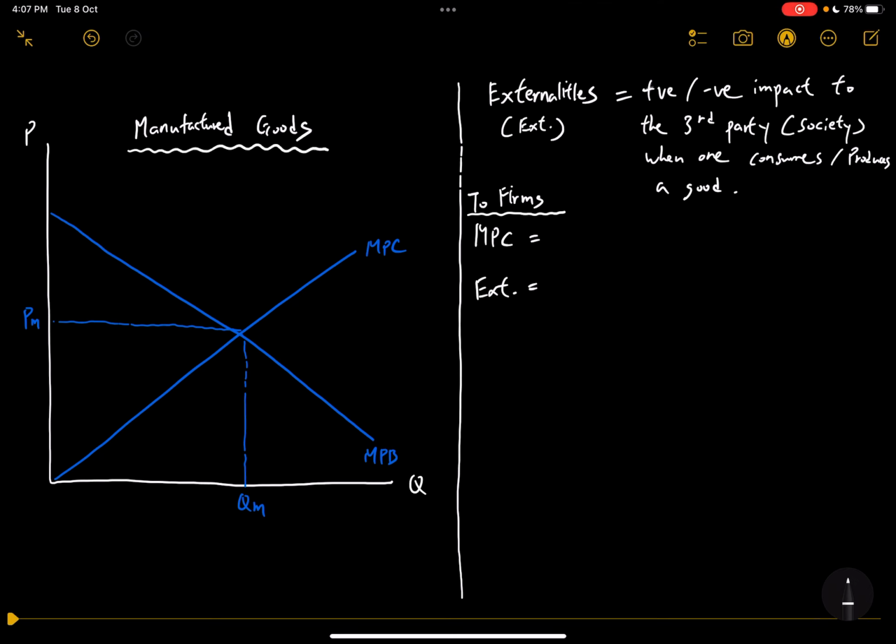All right, for this case right here. So for manufactured goods, let's go through this flow bit by bit, okay? We would like to focus on the firm's perspective from now on, all right?